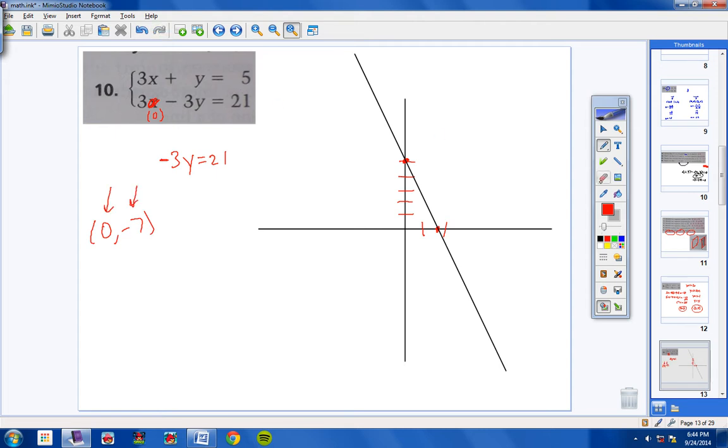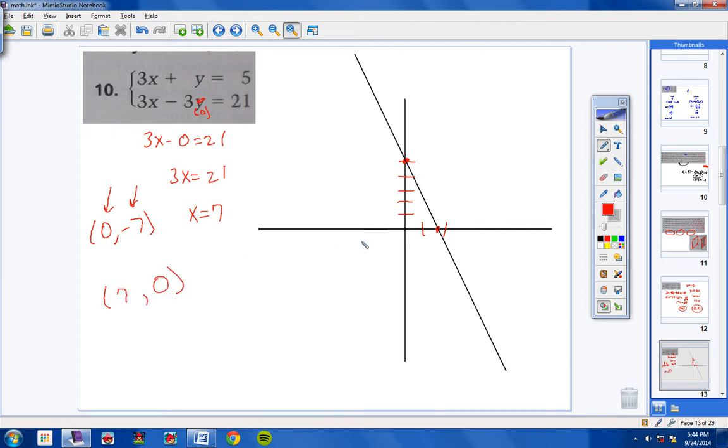Now, let's put a 0 in for y. So here's y. 3x minus, put a 0 in for y. 3 times 0 is 0. 3x minus 0 is 3x. So 3x equals 21. Divide both sides by 3 and x equals 7. So I put a 0 in for y and I got out 7.